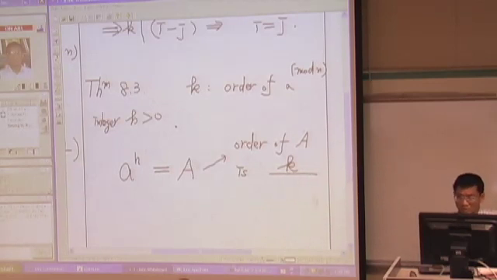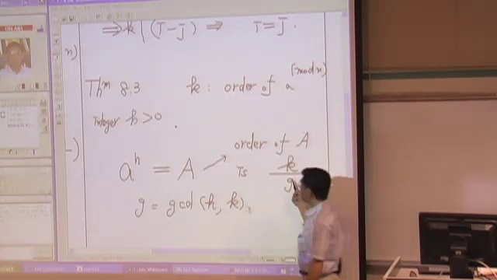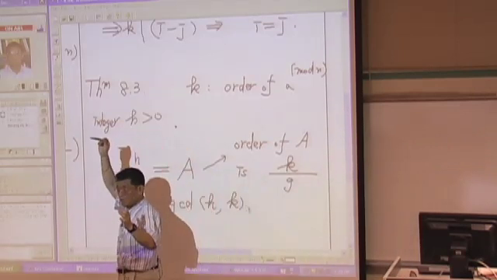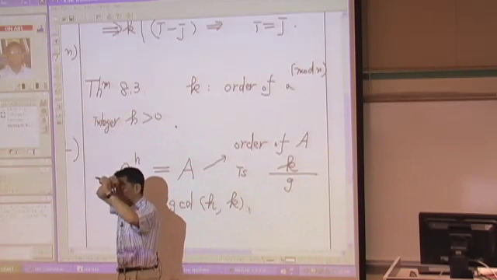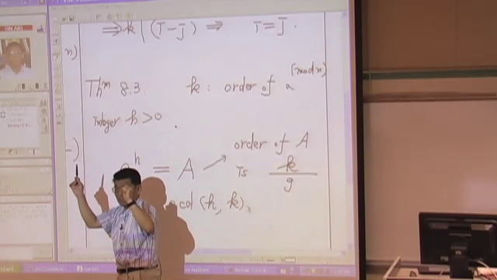So K over G, right? Where G is the GCD of H and K. If you don't understand this statement, ask me. So we have order K, right? A to the power of K. If we multiply A, K times, it is 1. Any smaller power cannot achieve it.